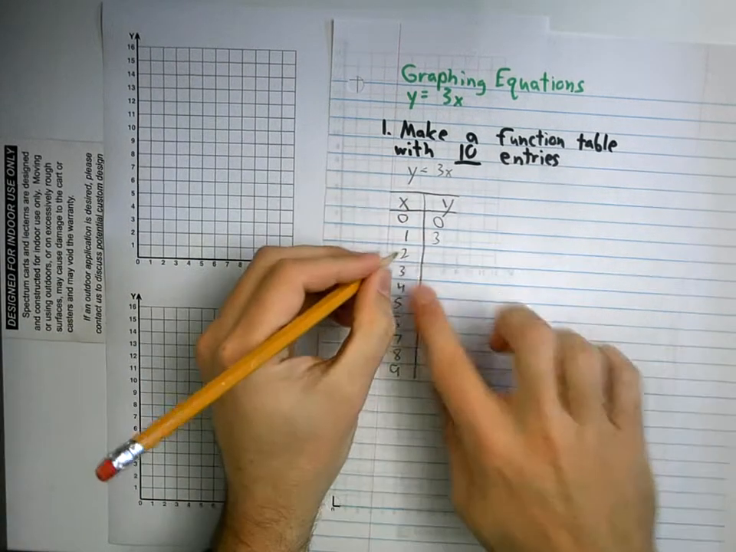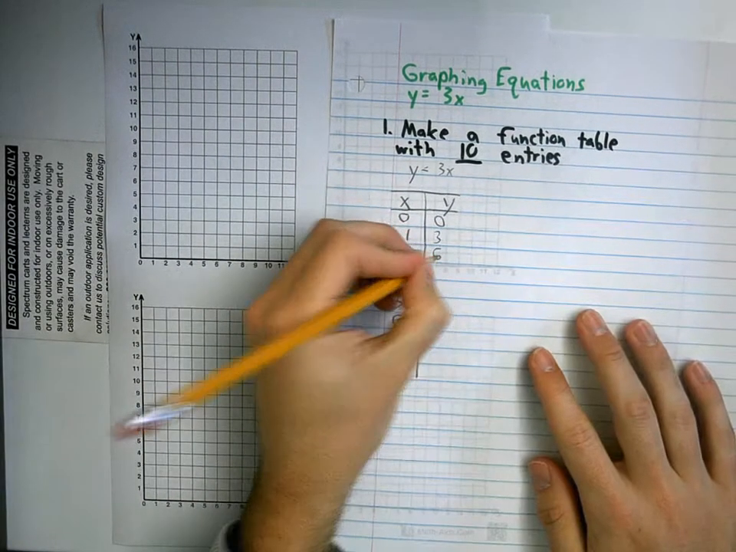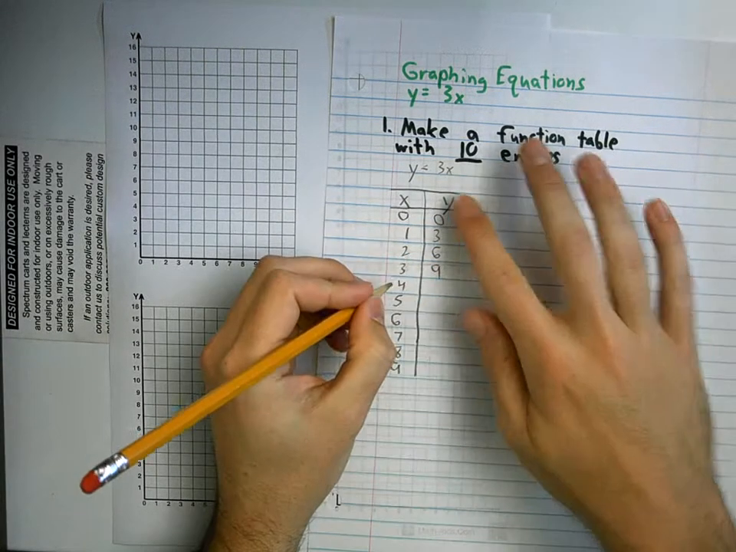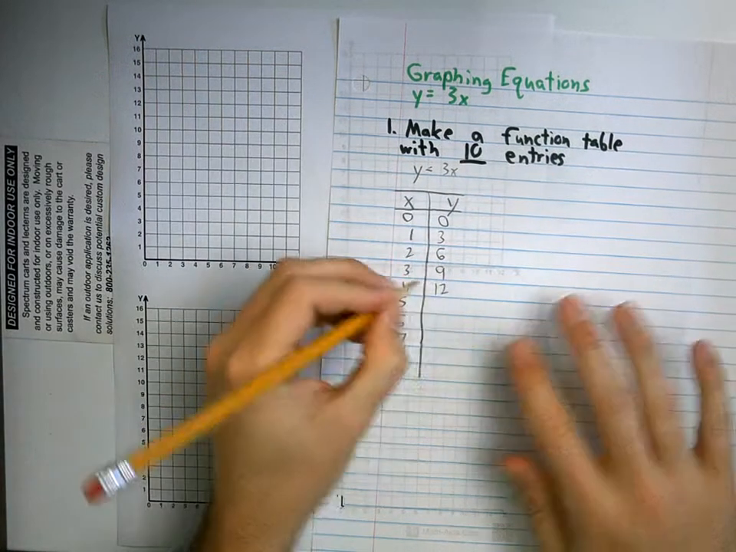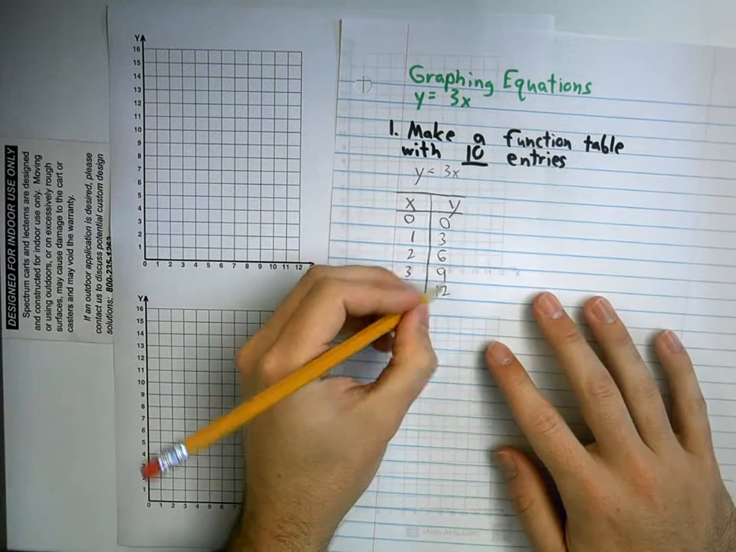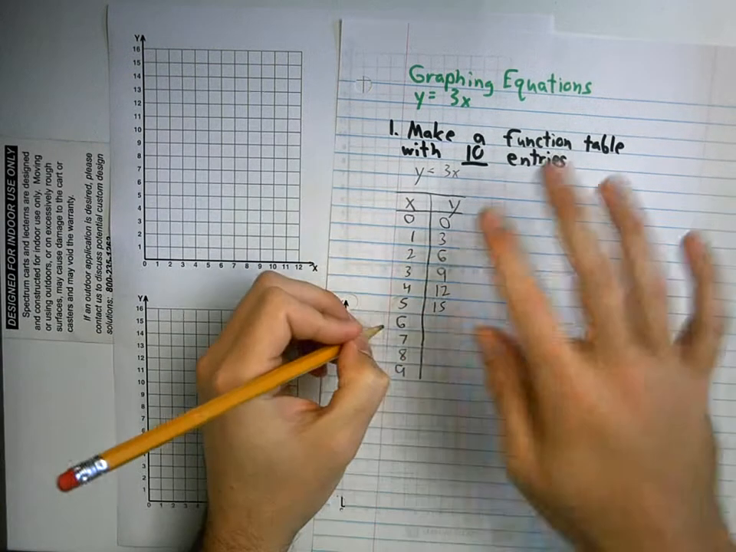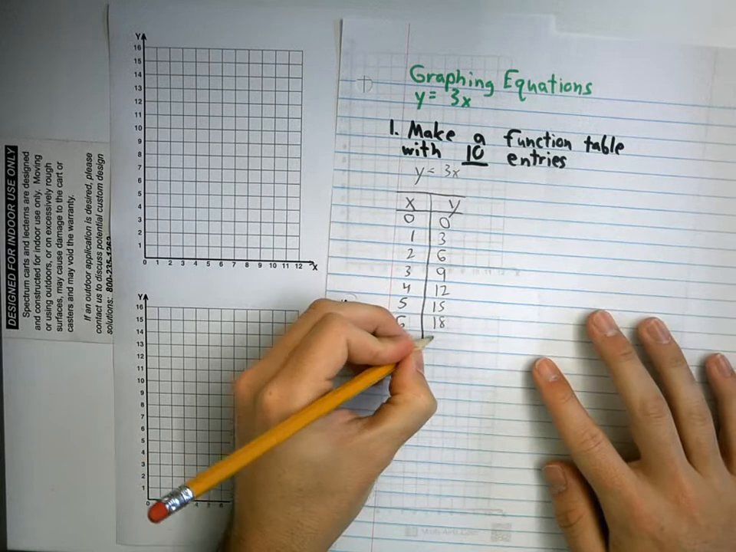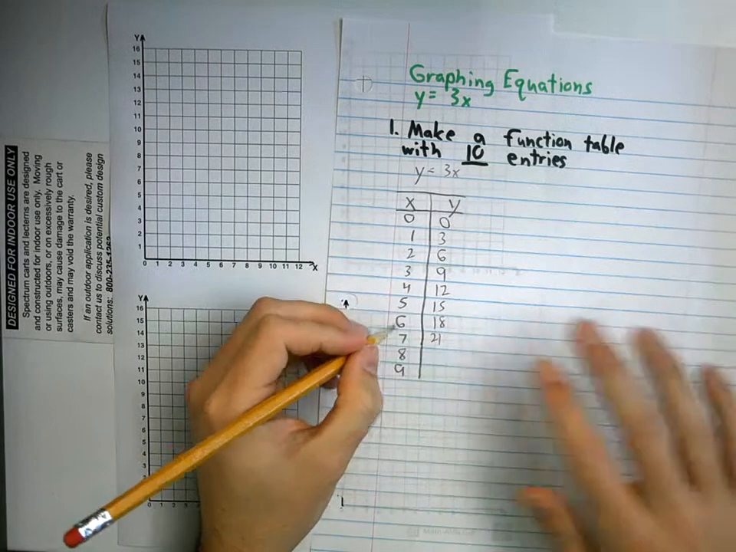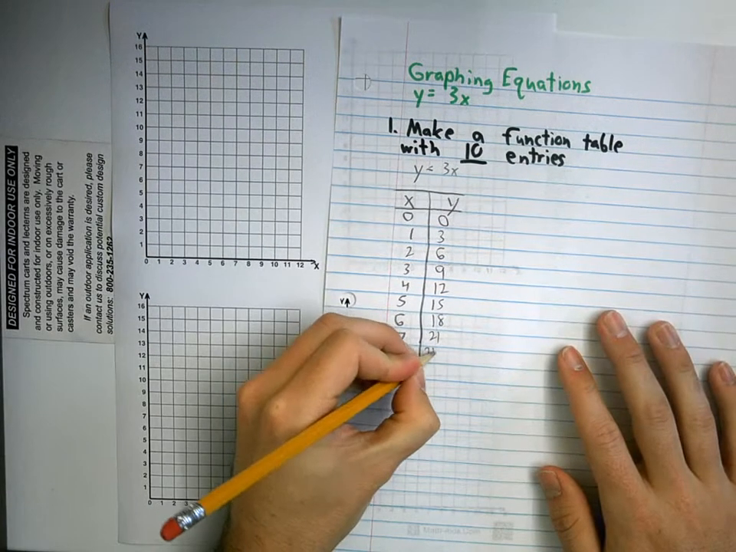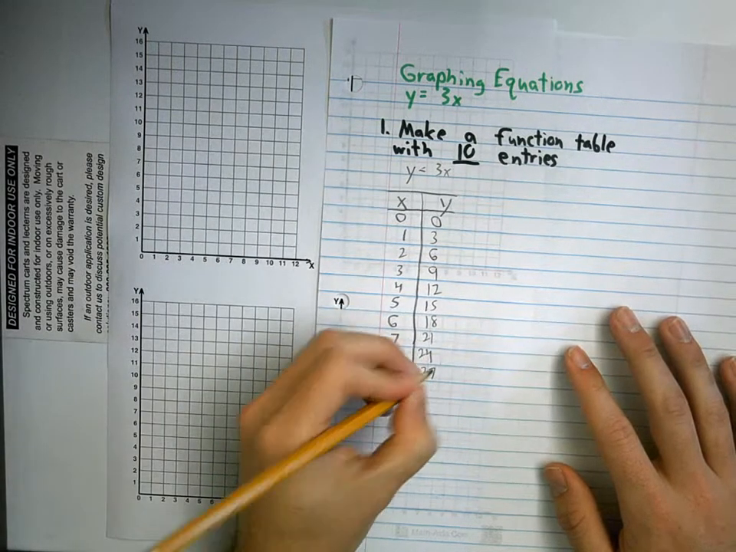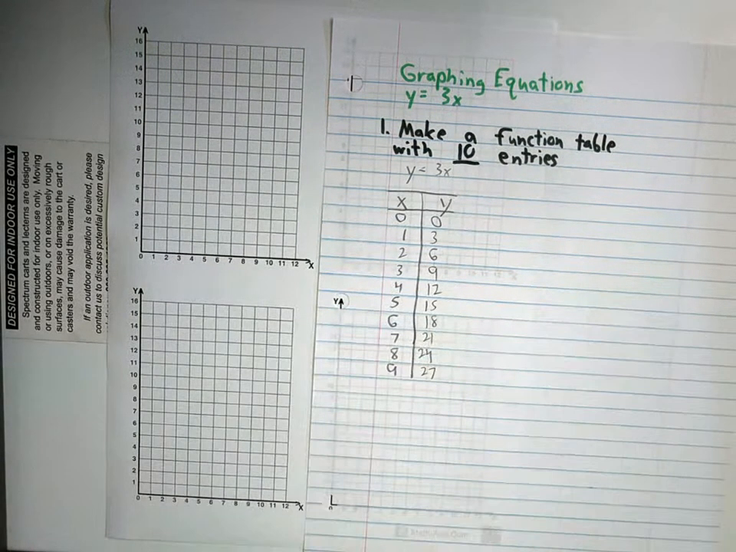3 times 1 is what? 3. 3 times 2 is what? 6. 3 times 3 is what? 9. 3 times 4 is what? 12. 3 times 5 is what? 15. 3 times 6 is what? 18. 3 times 7 is what? 21. 3 times 8 is what? 24. 3 times 9 is what? 27. Okay? Do I have my 10 entries?